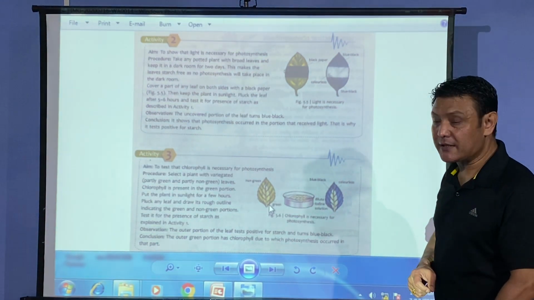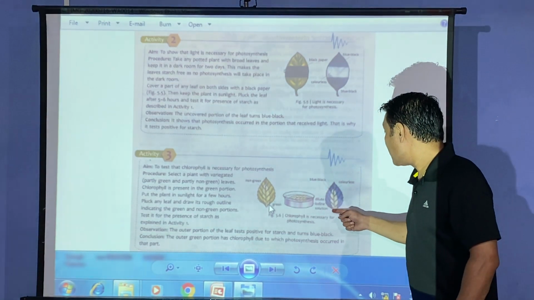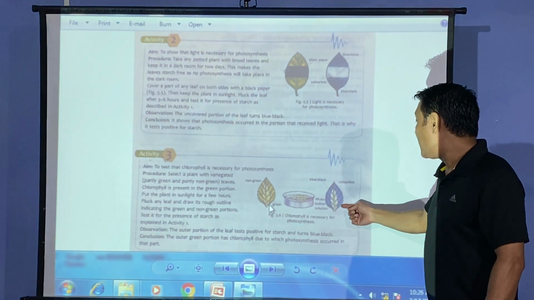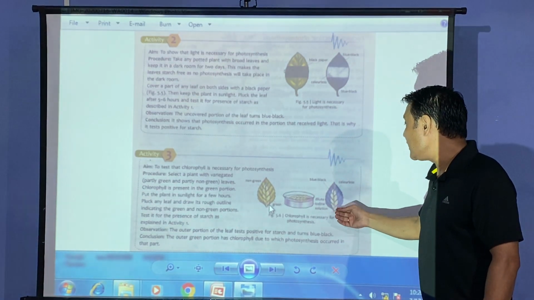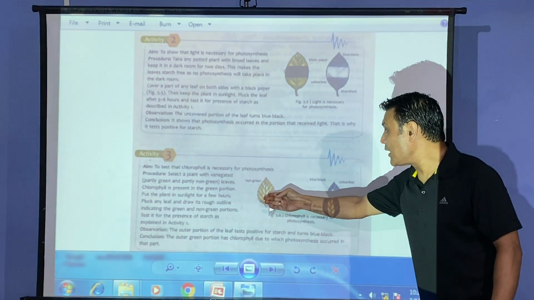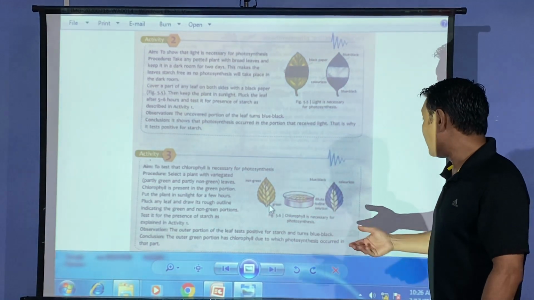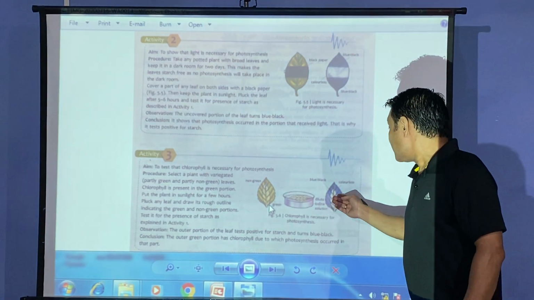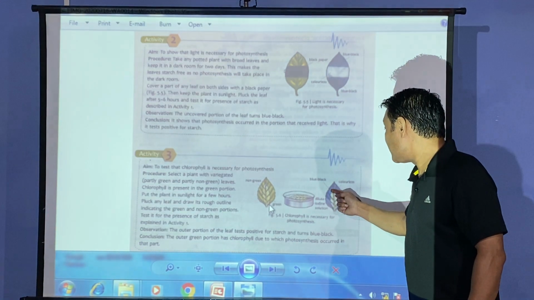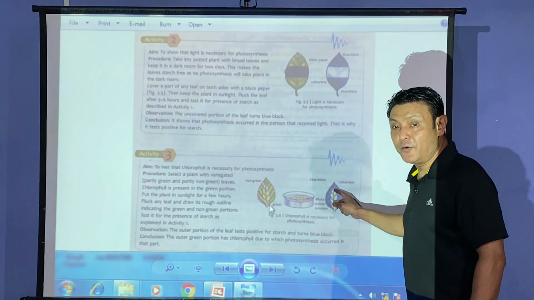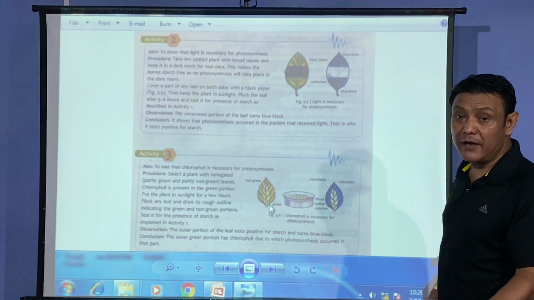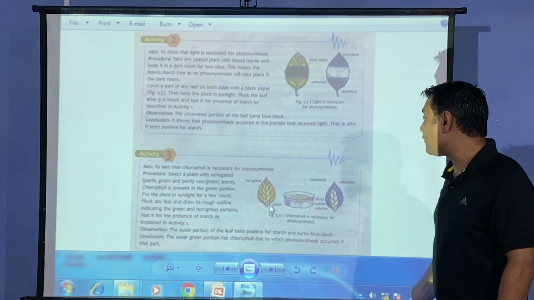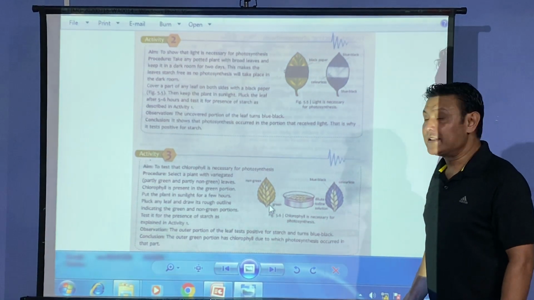Now, what we see in the starch test is that the outer portion becomes blue black, and the central portion, where there was no chlorophyll, which was pale in color, does not become blue black. That means there is no starch in the central portion or the central core of the leaf, which was pale in color because there was no chlorophyll. This experiment proves that chlorophyll is necessary for photosynthesis.